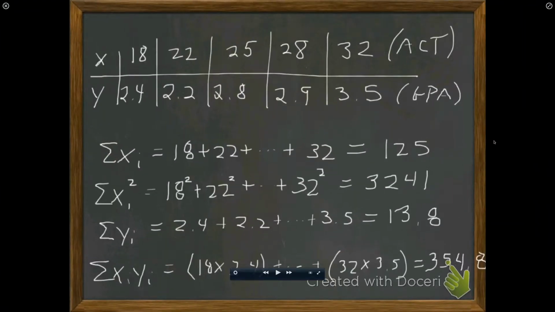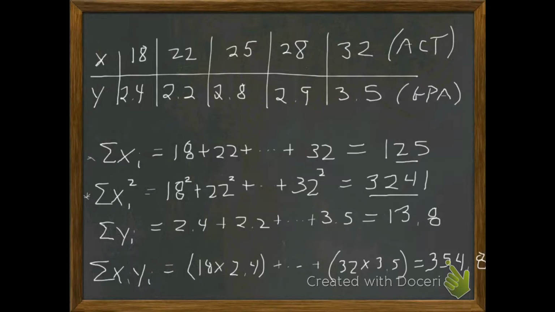So what I did is I calculated 4 things that we're going to use. The very first thing here would be the sum of the x sub i's. That's just simply adding 18 plus 22 up to plus 32, and we get 125. The second line is the sum of the x sub i squares, and that just means we square each x term and sum, and for that we get 3241.